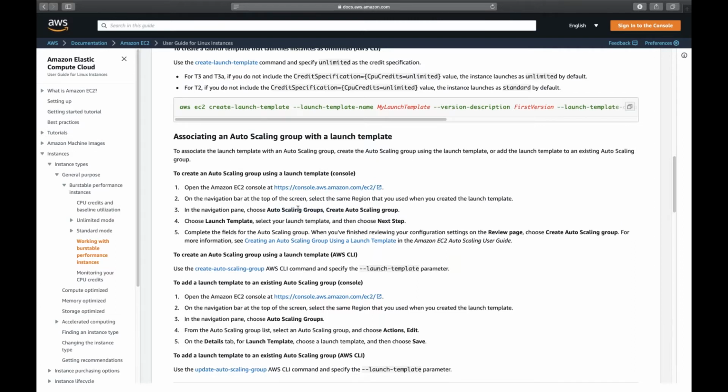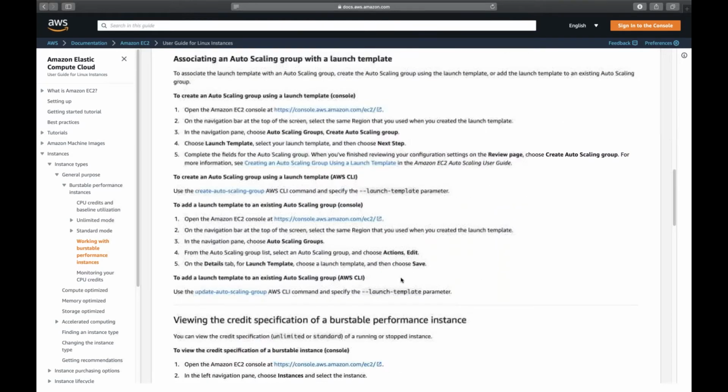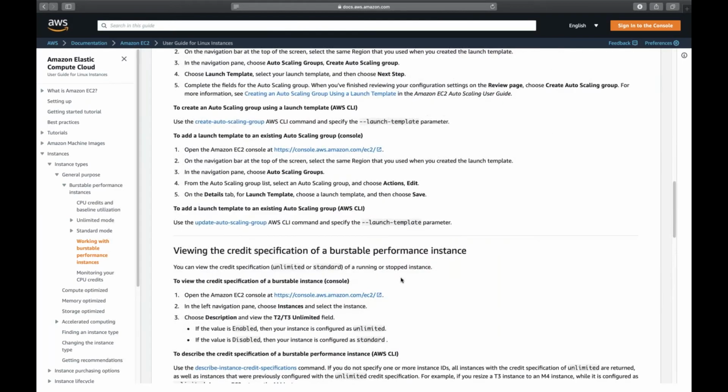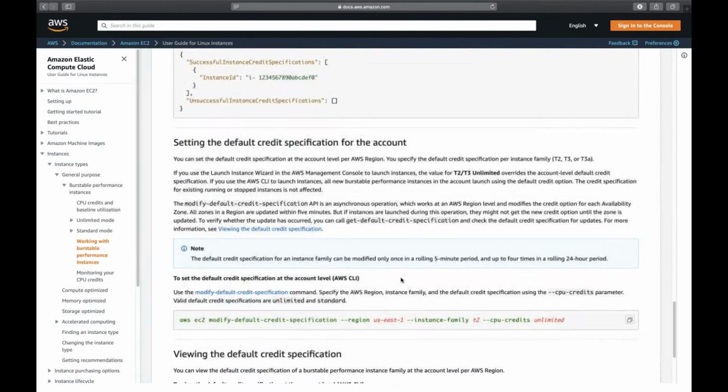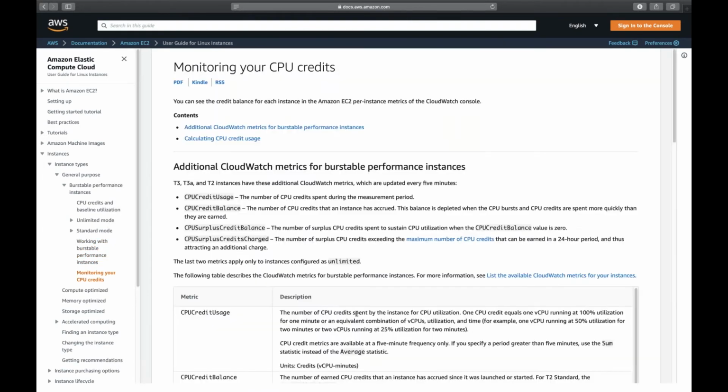From the interview perspective, what you need to remember is how you do that. You have to go to the auto scaling group, and then you can just work on it. You cannot remember all these things, but yes, it is just a side note.